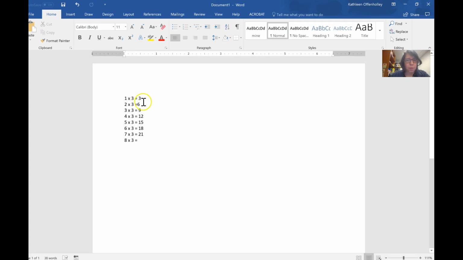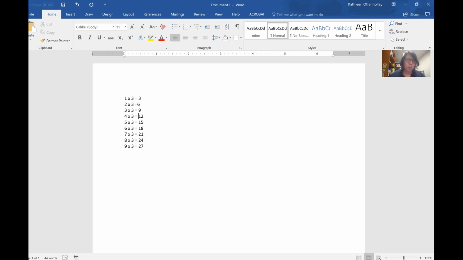So I've written down the multiples of 3 on this piece of paper here. 1 times 3 is 3, 2 times 3 is 6, 3 times 3 is 9. If we were skip counting, we would just say the answers: 3, 6, 9, 12, 15, 18, 21. Let's fill in the last one here. 8 times 3 is 24. Can fill in the next one. 9 times 3 is 27. 3 more. 24 plus 3. Now let's see if we can see anything about the multiples of 3. I don't see any pattern in the ending digits again.